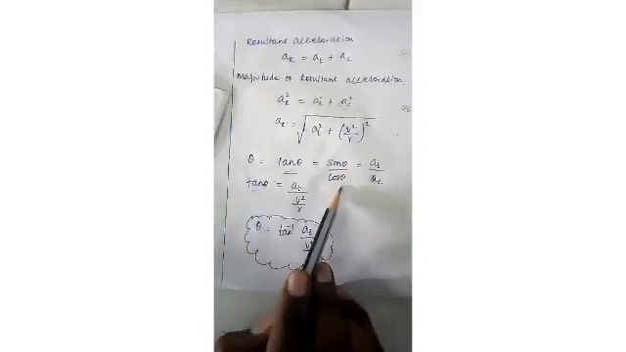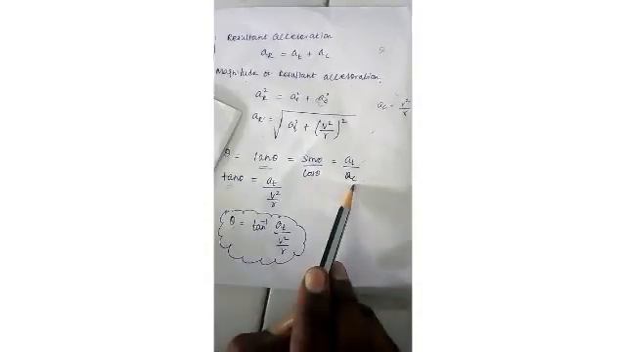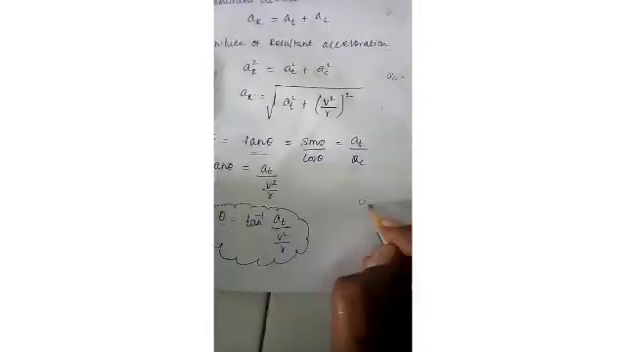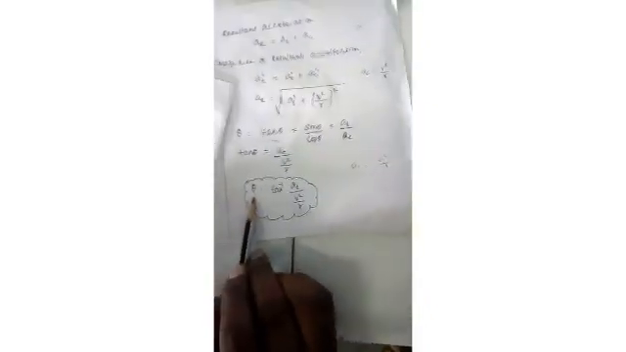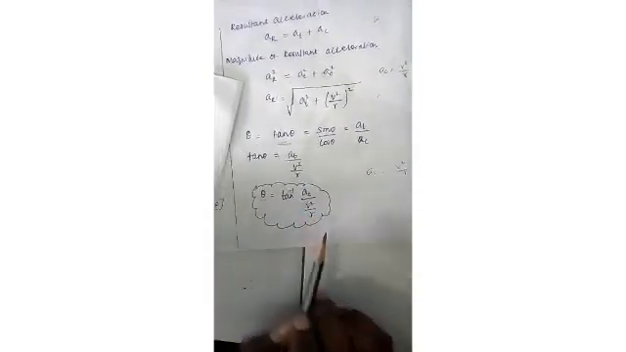So tan theta equals sin theta divided by cos theta. Sin theta is nothing but AT, cos theta is nothing but AC, because the adjacent side is cos theta. So AT divided by AC. So tan theta equals AT divided by AC, and instead of AC we write AC equals V squared divided by R. Next, to calculate theta, theta equals tan inverse of AT divided by V squared divided by R.